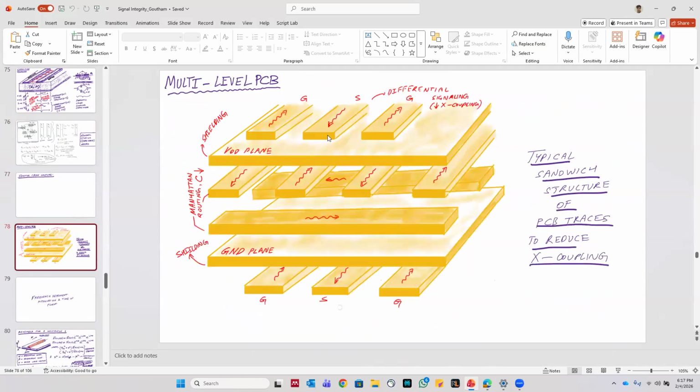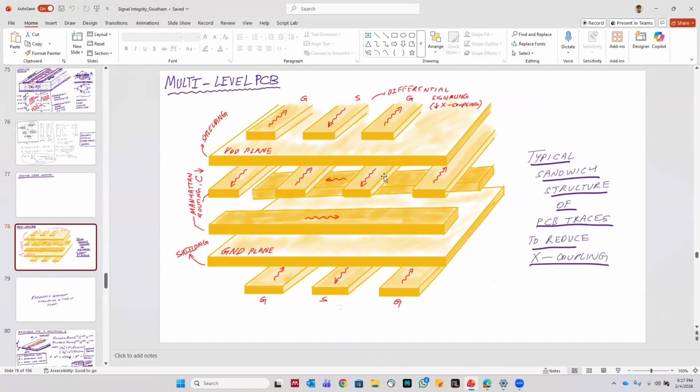So we talked about how we can mitigate coupling. Usually, inductive coupling is not that important, because if you look at it quantitatively, inductive coupling is usually not that strong for these dimensions compared to capacitive coupling. So usually, capacitive coupling is more important.